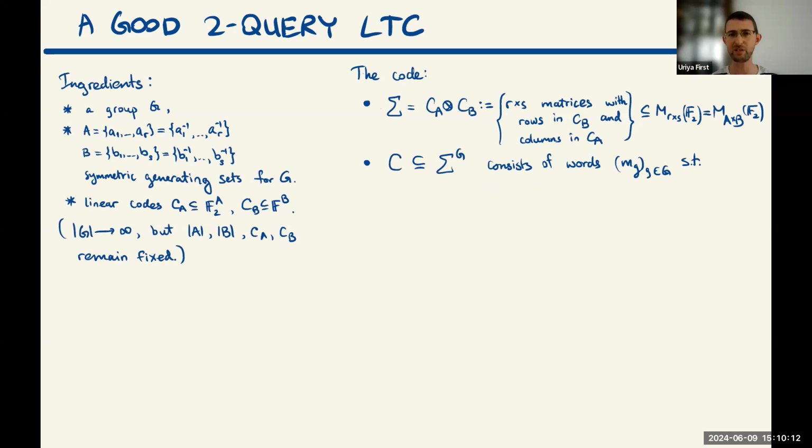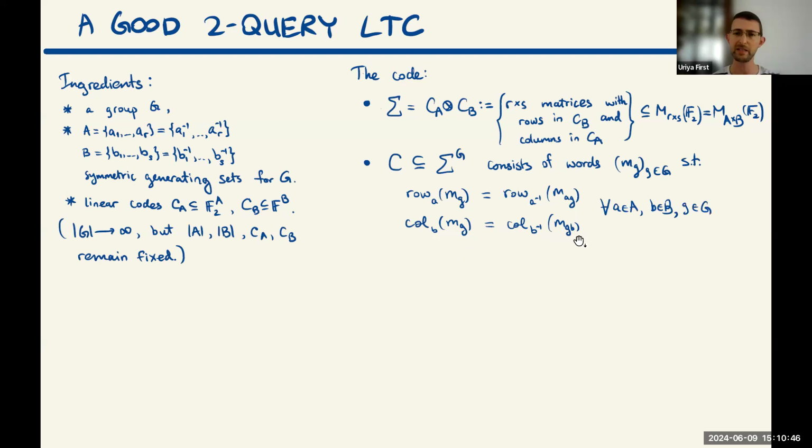And my code C can now be described as follows. It's a subset of sigma to the G. So for every element of the group, I choose such a matrix in the tensor code. And it consists of ensembles such as these, which satisfy the following assumptions. The a-th row of M_g, it's a matrix, remember, is the a to the negative 1st row of M_{ag}. Remember that the rows of M are indexed by elements of A. And I need a similar condition on the columns, so the b-th column of M_g equals the b to the negative 1st column of M_{gb}. This has to hold for every a, b, and g.